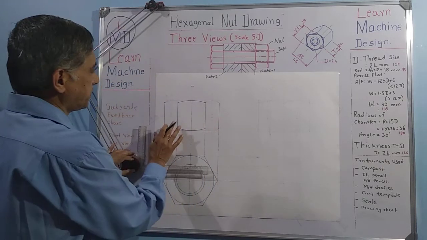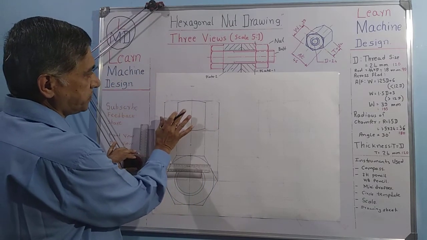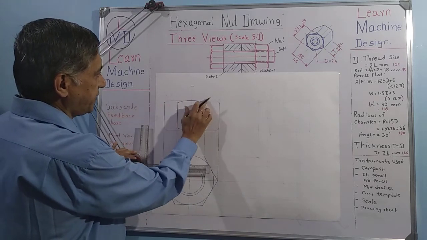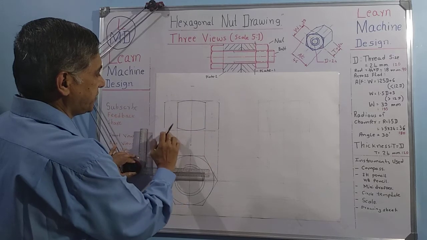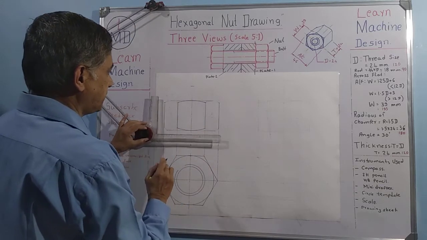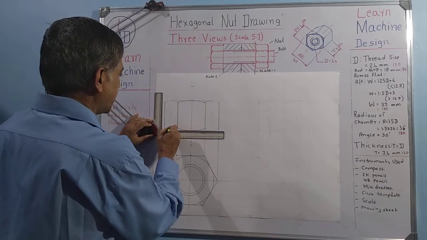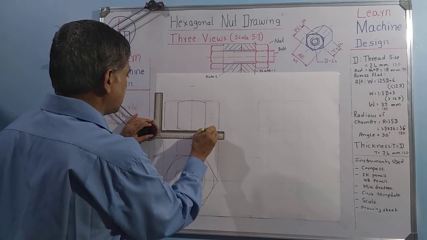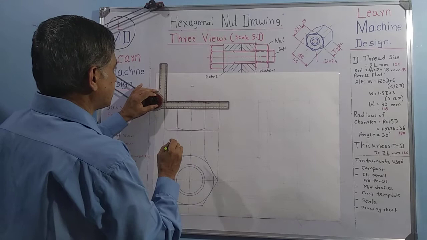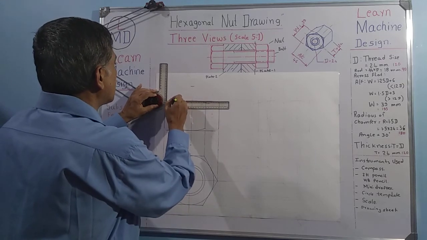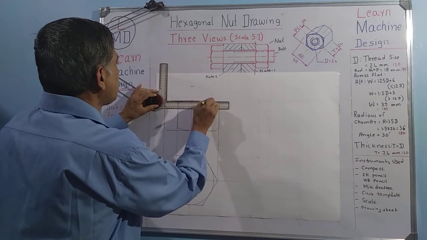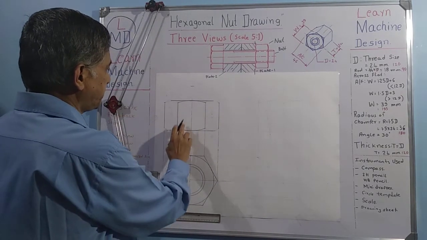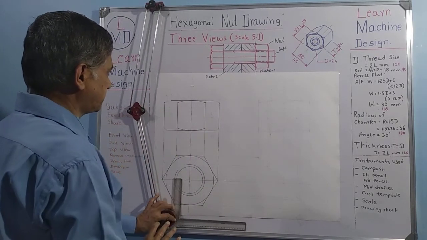So the other view of the nut is almost ready. The only thing left is the radius here, radius here, radius here, and this also to be made dark. I will overwrite this like this. Okay, now this is ready, and this should be drawn.